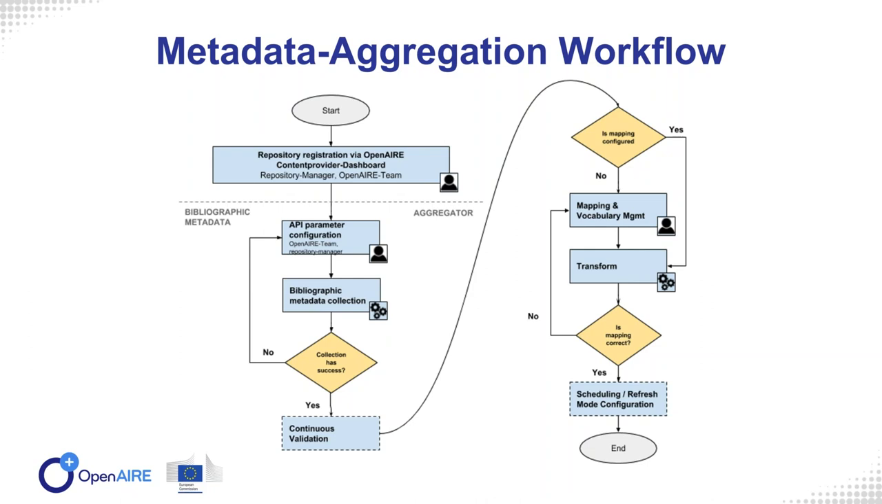After the validation, there has to be a mapping. For example, the content provider has the language EN, but OpenAIRE uses the language ENG, uses this keyword. So there is a configuration and mapping of vocabulary management. And if that continues, is it correct? Yes, then the metadata are fully, let's say, understandable for OpenAIRE also.